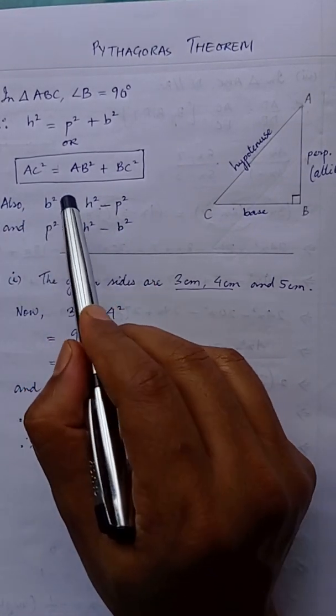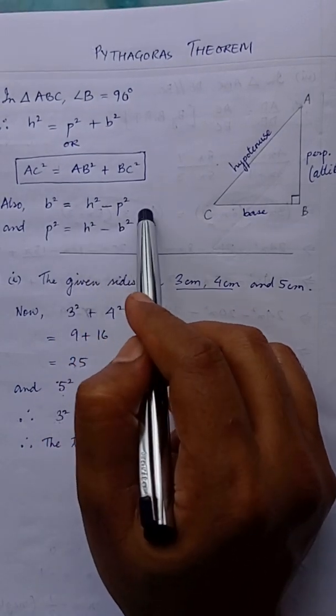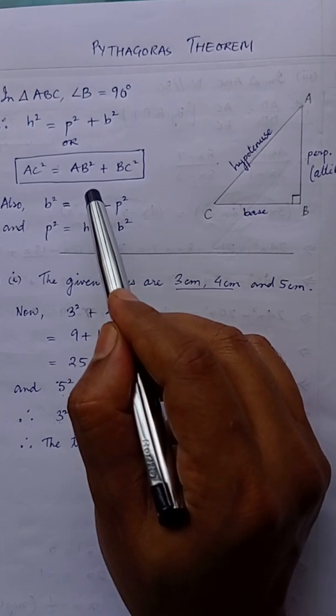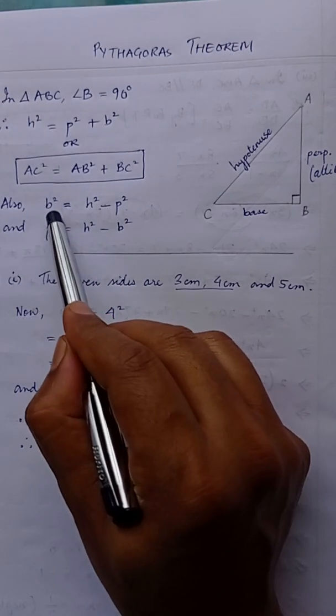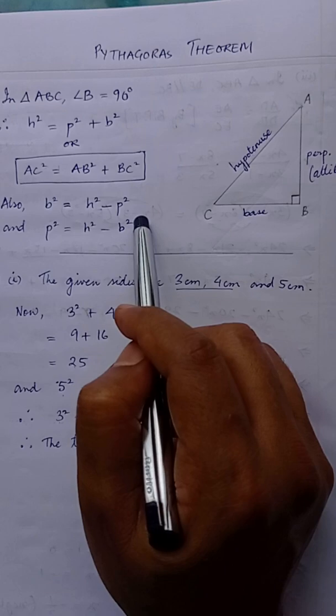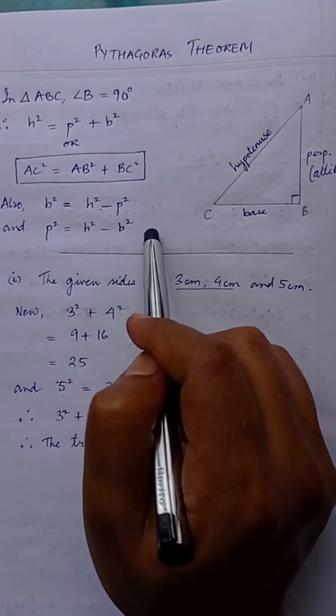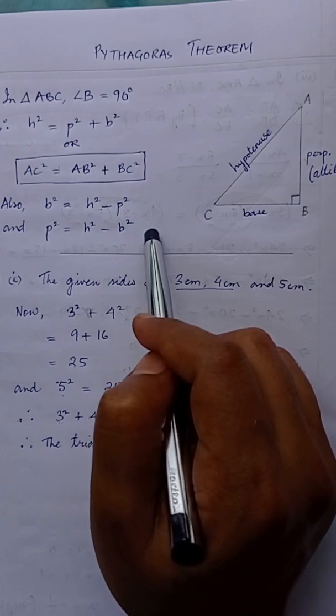B square will be equal to H square minus P square. You should keep in mind that H is the longest side of the triangle. And so when you are finding B, you have to subtract P from H. So B square is H square minus P square. Similarly, P square is equal to H square minus B square.